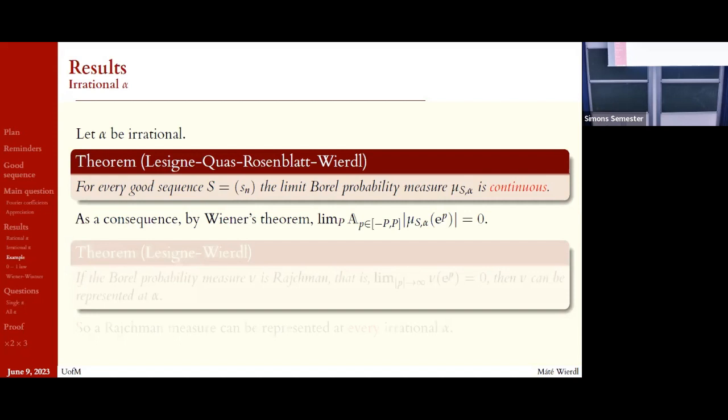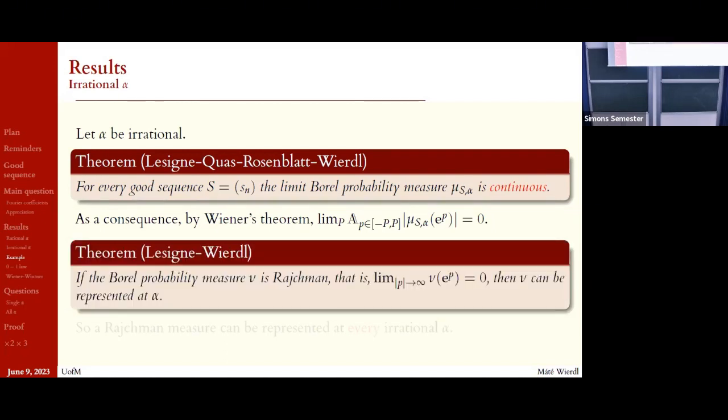Okay. So as a consequence, by Wiener's theorem, if we take the limit of the averages of the Fourier coefficients, then the limit will be 0, because Wiener's theorem says that if you take any measure, then the limit of the averages of the Fourier coefficients is related to the atomic measures.